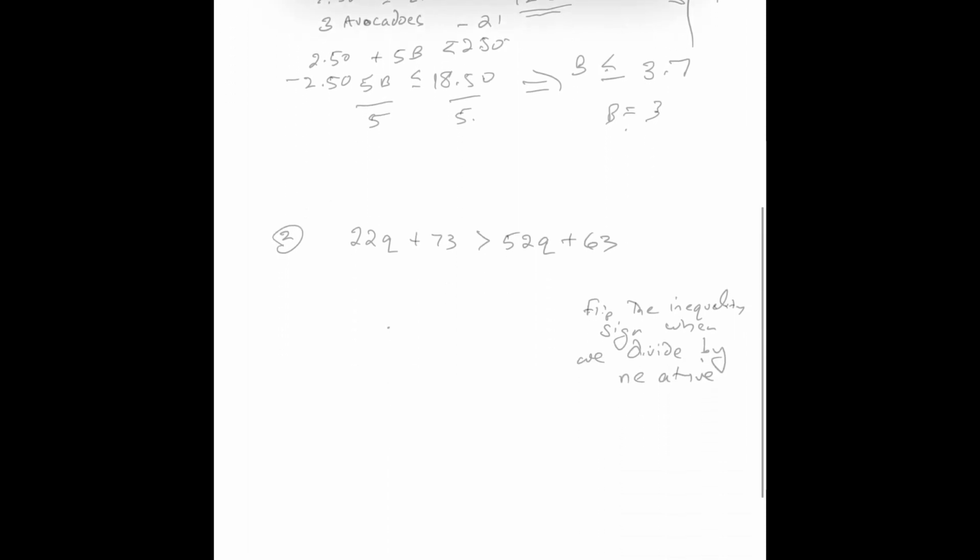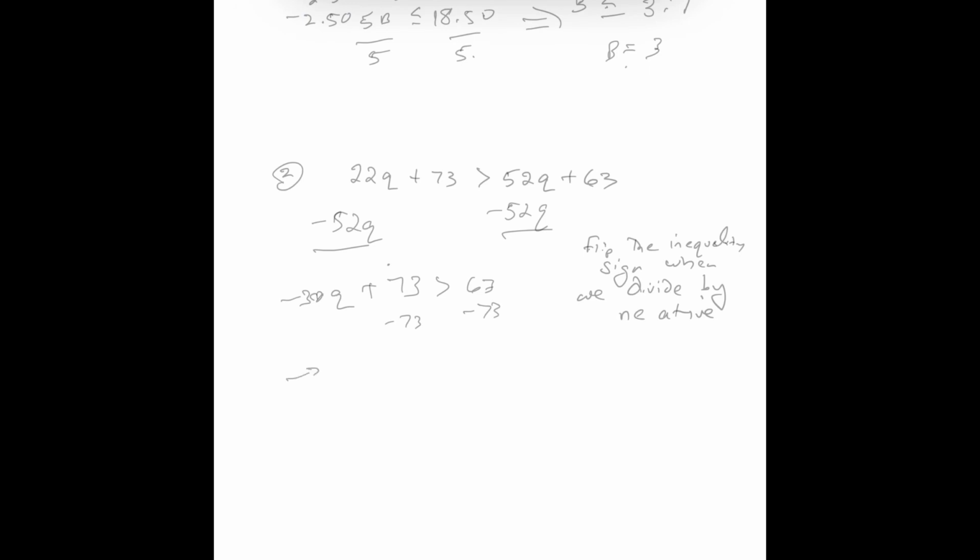Moving right along, we've got this question down here, number 2. 22q plus 73 is greater than 52q plus 63. On this kind of question, it's pretty standard because you're solving for a variable. You want to get the variables on one side and the numbers on the other. I'm going to use the golden rule, and I'm going to subtract 52q from both sides. I'm going to get negative 30q plus 73 is greater than 63, and then I want to subtract 73 on both sides, right?